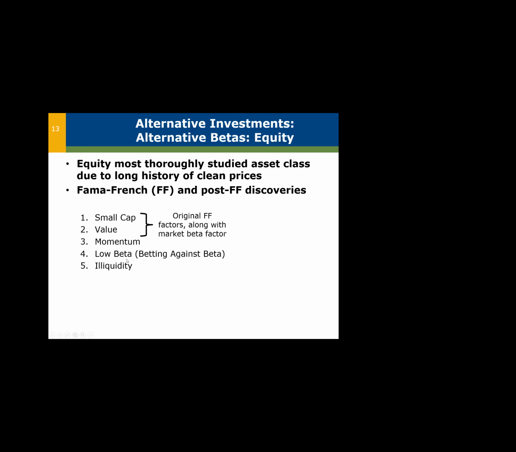And then the last one is illiquidity, so stocks that are less liquid should give a risk premium for taking on that illiquidity risk. Reminding you back from the very first case that we did, we talked about microcap stocks having a bid-ask spread of 10%. And so you need to get rewarded for taking on that large bid-ask spread.